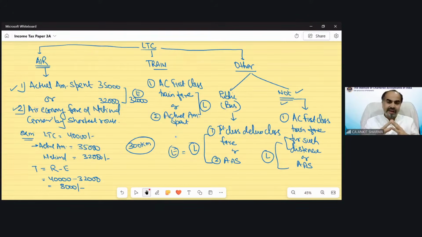So technically, you can see this perquisite has a complex diagram. But if you think logically, this is very, very easy. Because everything would be in the question. There is no calculation you need to do. There is no computation you need to do. The value would be there. Need to put it in the formula, you will get the answer. Okay, so that was the LTC provision.